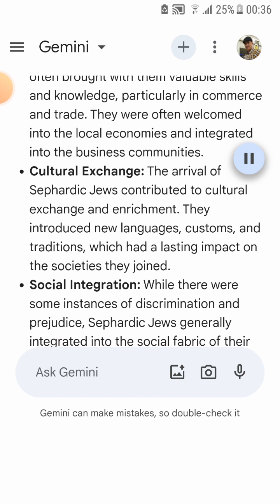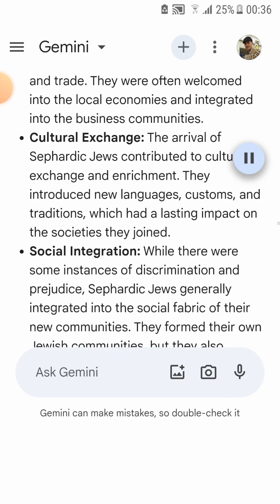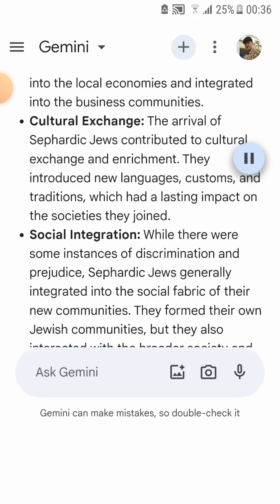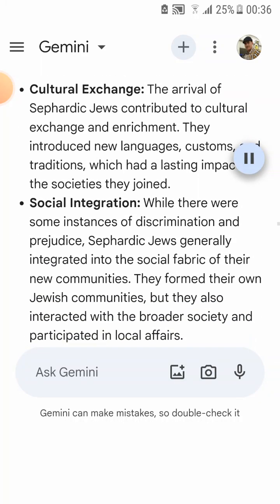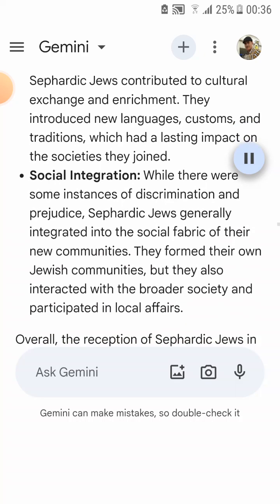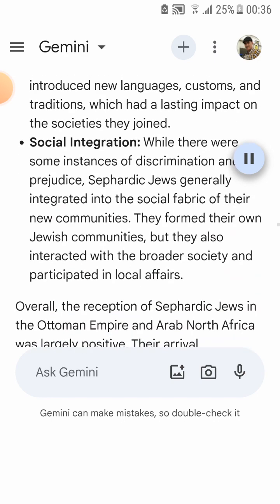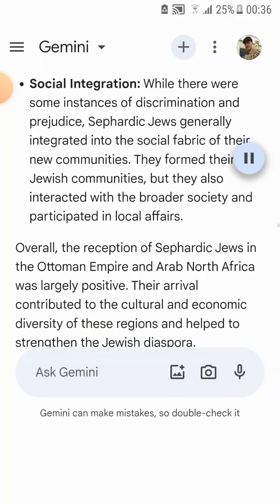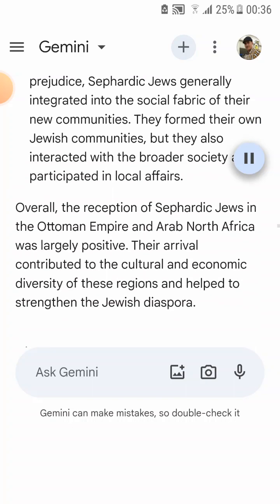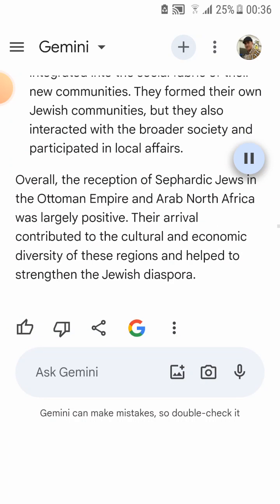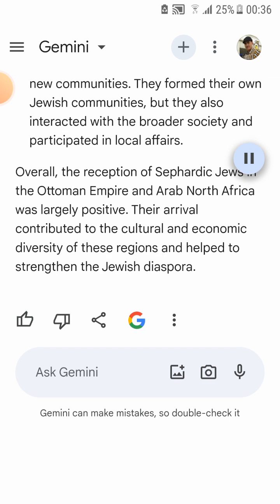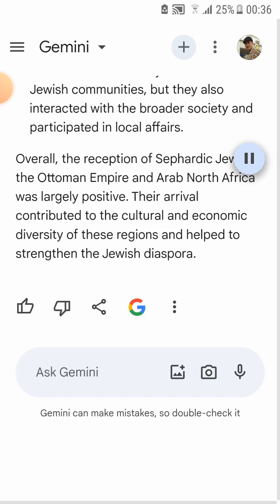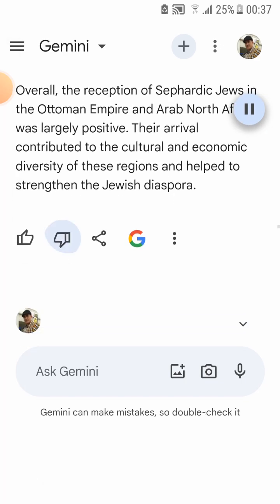Cultural exchange. The arrival of Sephardic Jews contributed to cultural exchange and enrichment. They introduced new languages, customs, and traditions, which had a lasting impact on the societies they joined. Social integration. While there were some instances of discrimination and prejudice, Sephardic Jews generally integrated into the social fabric of their new communities. They formed their own Jewish communities, but they also interacted with the broader society and participated in local affairs. Overall, the reception of Sephardic Jews in the Ottoman Empire and Arab North Africa was largely positive. Their arrival contributed to the cultural and economic diversity of these regions and helped to strengthen the Jewish diaspora.